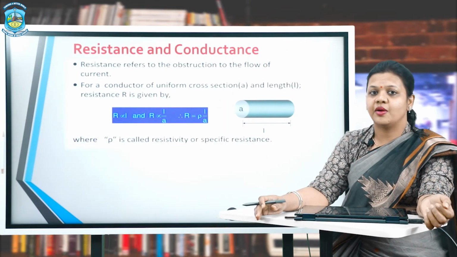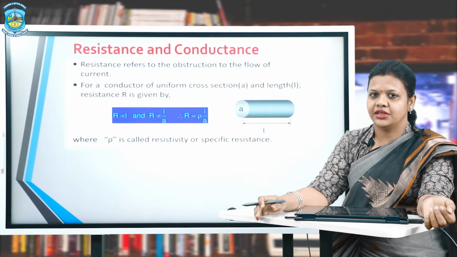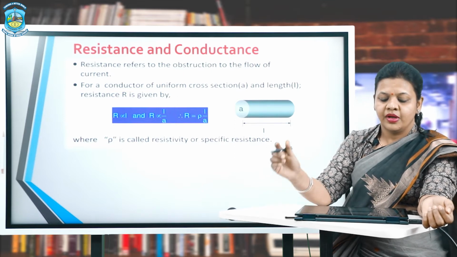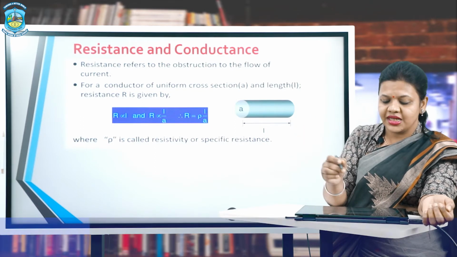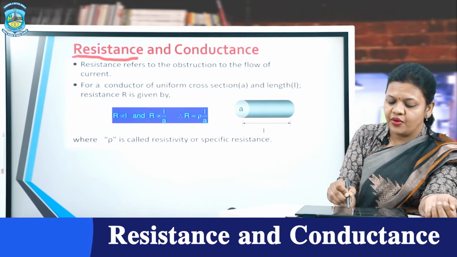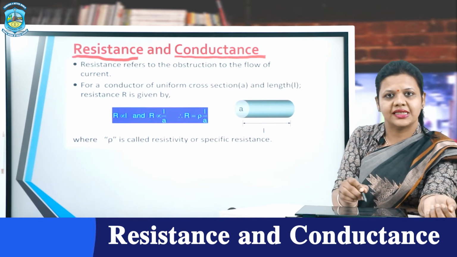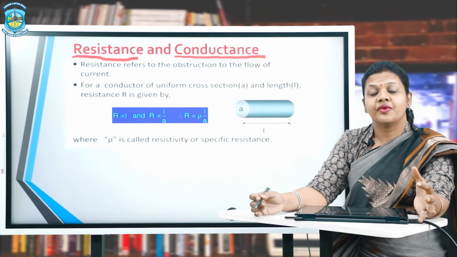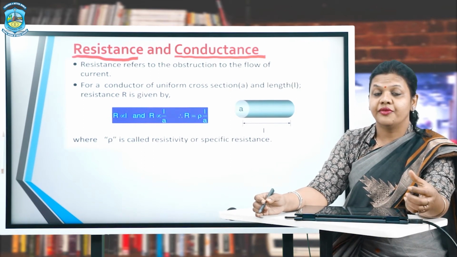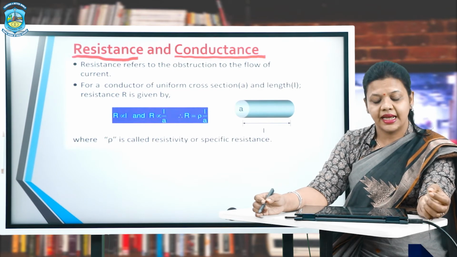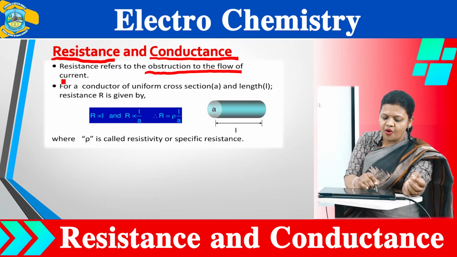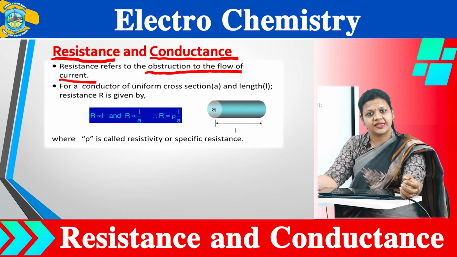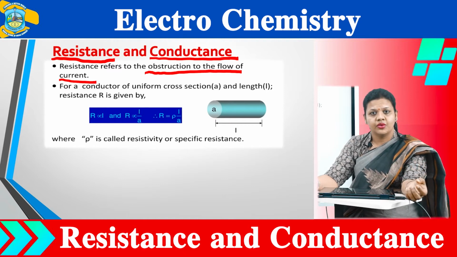Now, when we are talking about electrolytes, there are certain important terms we must know. There comes the property of conduction, and so we must know what is conductance and resistance. First, we will see what is resistance. Resistance is actually a frictional force, or we may say resistance refers to obstruction of flow of current. It is a property of the substance that does not allow the current to flow through it easily.